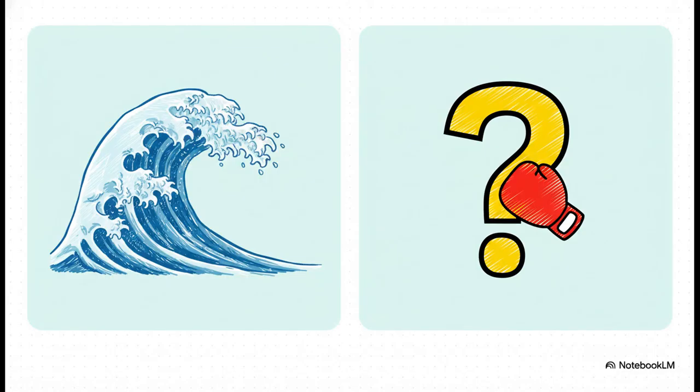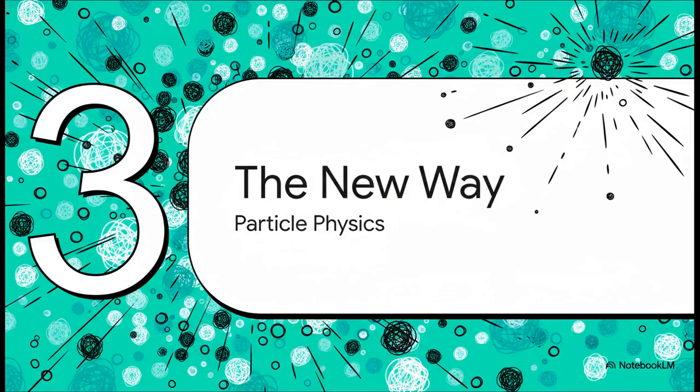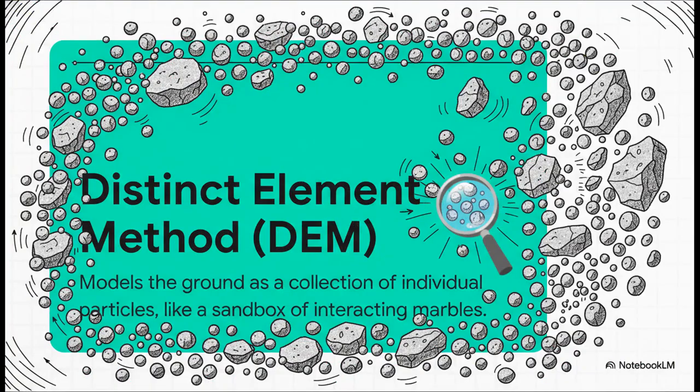So you've got the established standard, the heavyweight champ, which treats rock like one continuous fluid. But as you're about to see, a new challenger has stepped into the ring, and it has a fundamentally different idea about how to model the ground itself. And here it is. Instead of looking at the ground as one big liquid blob, this new approach looks at it through the lens of particle physics. It breaks the whole problem down into millions and millions of tiny pieces. It's called the distinct element method, or DEM for short.